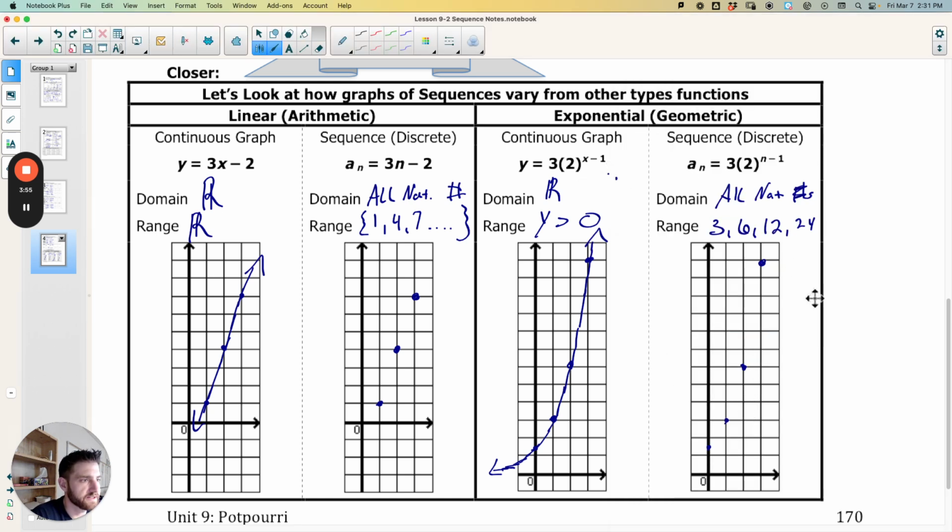Okay, and this is an example of a discrete function or a discrete sequence. Okay, that is all. Hopefully you're starting to get a better understanding, and I'll see you in the next video.